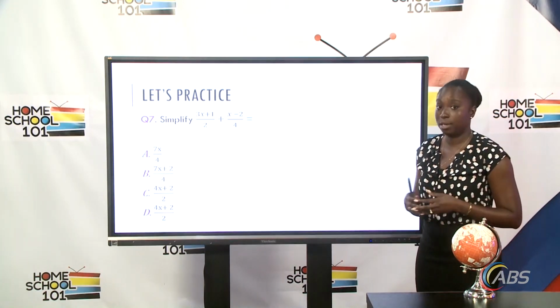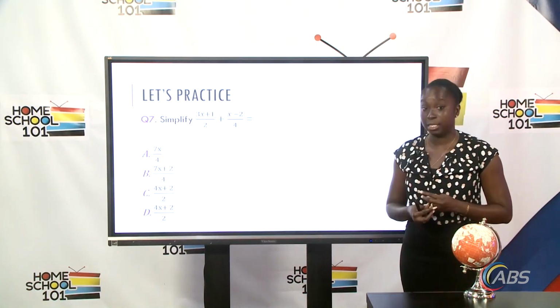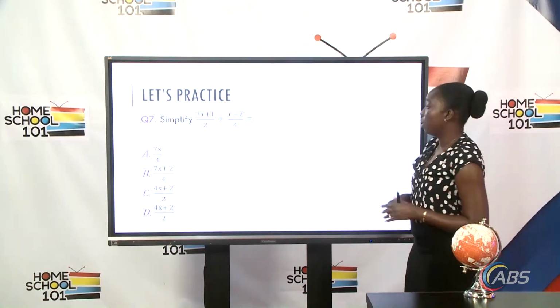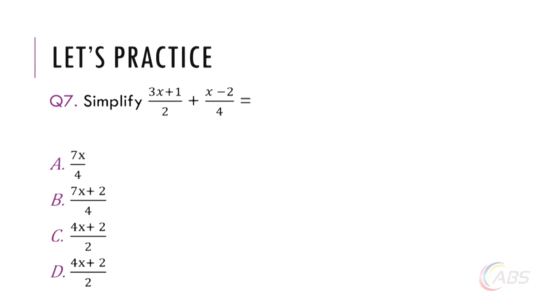When we add fractions, we know that we always have to find our LCM if the denominators are not the same. Looking at the problem, our denominators are 2 and 4, and the LCM of 2 and 4 is just 4. So now we ask ourselves, 2 times what gives us 4, and that's times 2.